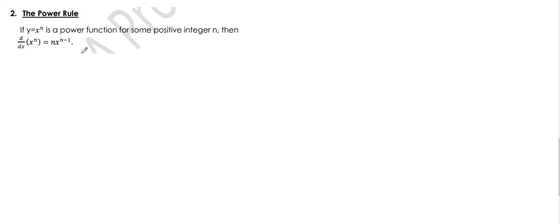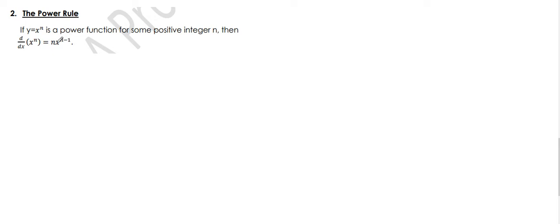Okay, the power rule. So if y equals x raised to n is a power function for some positive integer n, then d/dx of x raised to n is equal to n x raised to n minus 1. Okay? So, ibig sabihin lang nito, pag meron daw tayong power, ang gagawin na natin sa ating power, which is n, ay i-multiply natin siya doon sa ating base, no? Or in other words, ibababa na natin yung ating n. And then, babawasan natin ng isa yung ating n para maging yun na po yung magiging power.